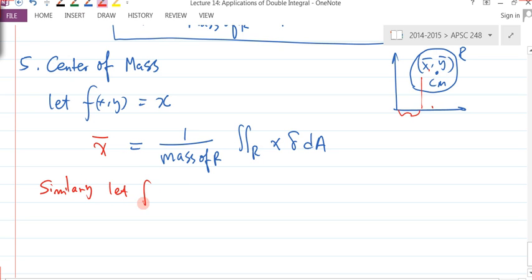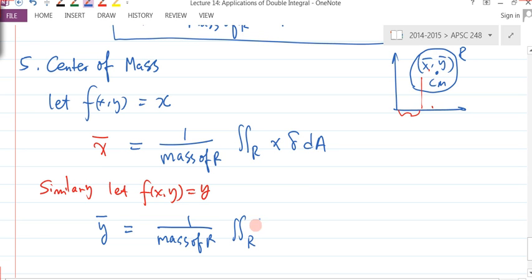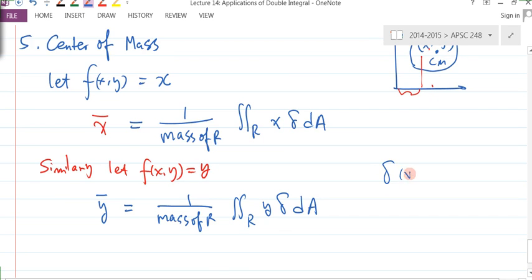if you let f of x, y equal to y, okay? If you put y here, then you get what? y bar equals 1 over the mass of R times the double integral of y delta dA. The delta function could be a function of x, y, more specifically, so I'm skipping this one here. It doesn't matter. So that's the center of mass for a thin plate.